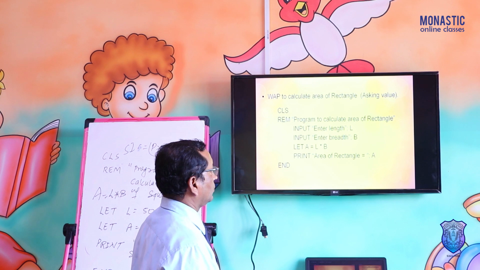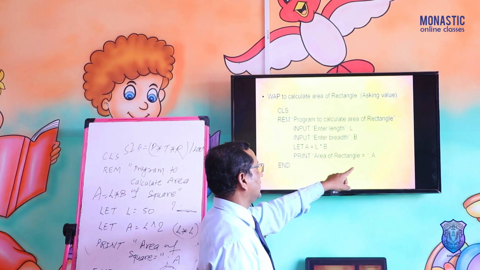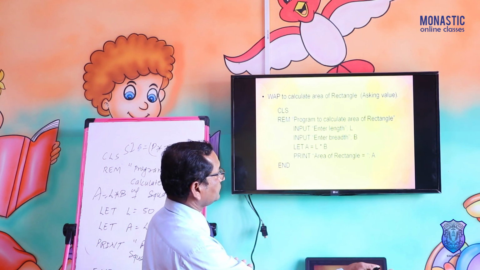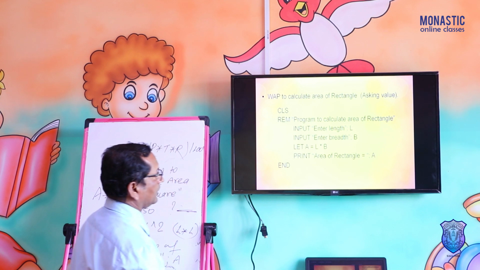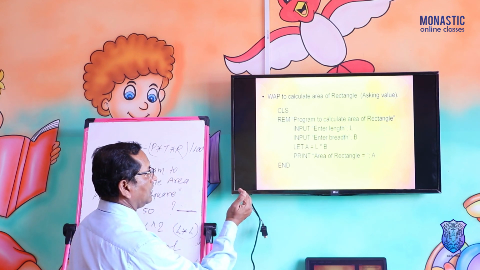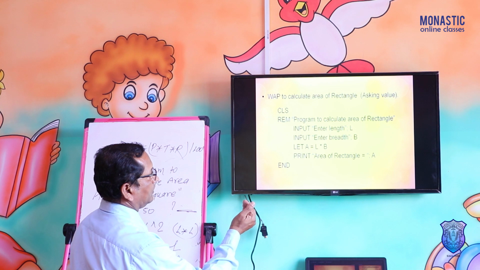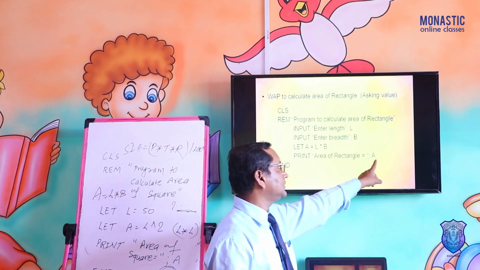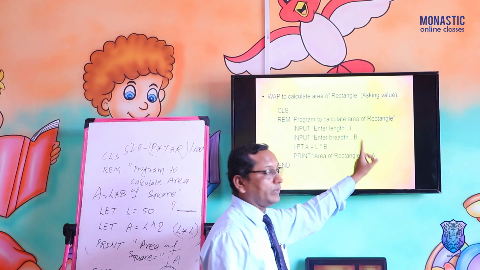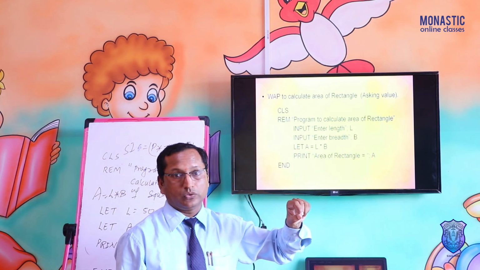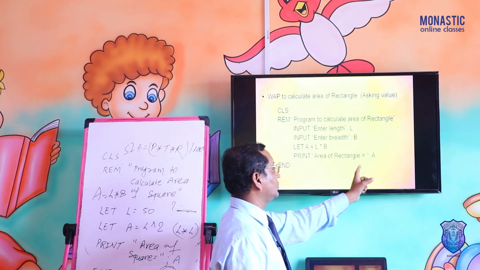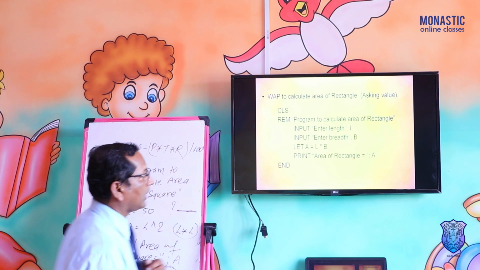On the output window, that is print area of rectangle, there will be the prompt area of rectangle, and thereafter their value. So according to L and B, whatever value you give in L and whatever value you give in B, both will be multiplied and stored in A. After that it will produce the result, that is A. A means it will not print the letter A, it will print their value, their result. The variable stores the value, so that value will be printed.